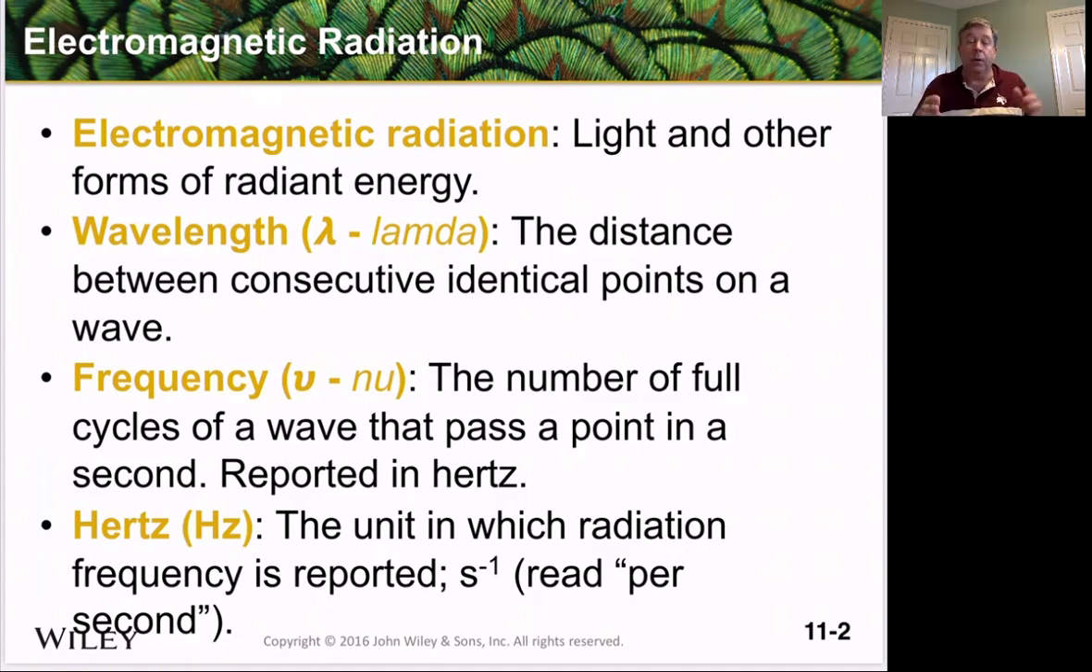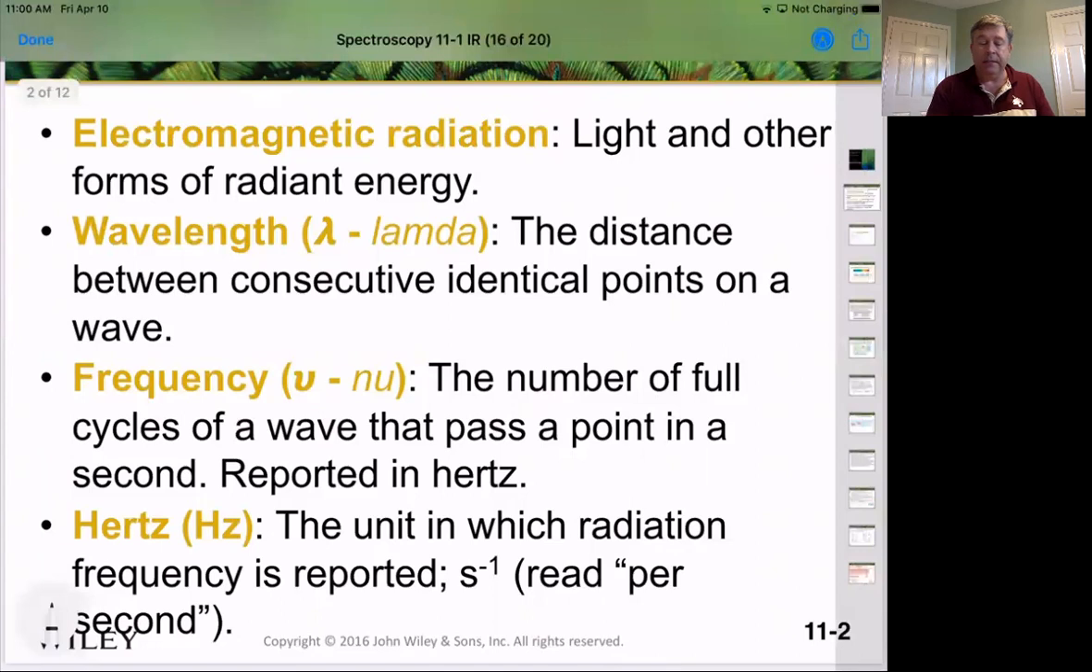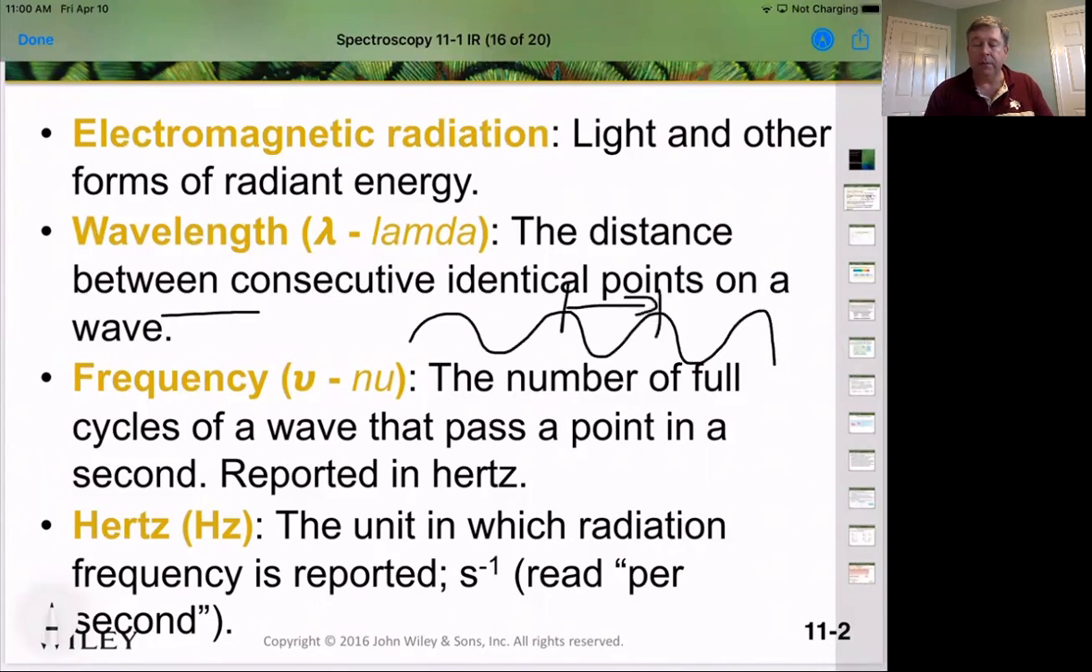When we talk about electromagnetic radiation, the first thing we want to talk about is wavelength. The wavelength is the distance between two consecutive points in a wave. So if we have a wave that's going like this, the wavelength is from any two of the same positions, that distance there. And it's signified by the symbol lambda.